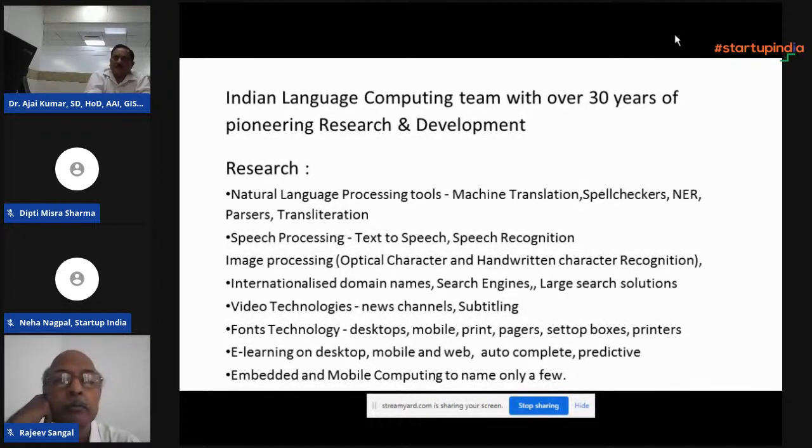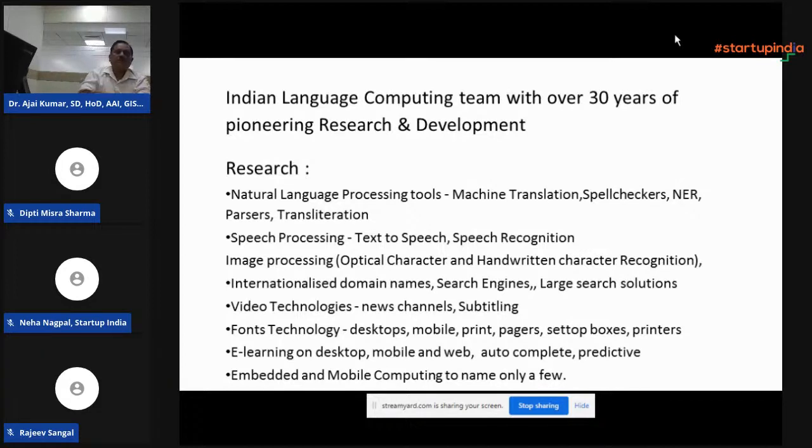Whether it is NER, like Madam has mentioned, transliteration, or parsers, these are the solutions which are deployed across India by many ministries, departments, or private organizations. They are using our solutions, I would like to say.